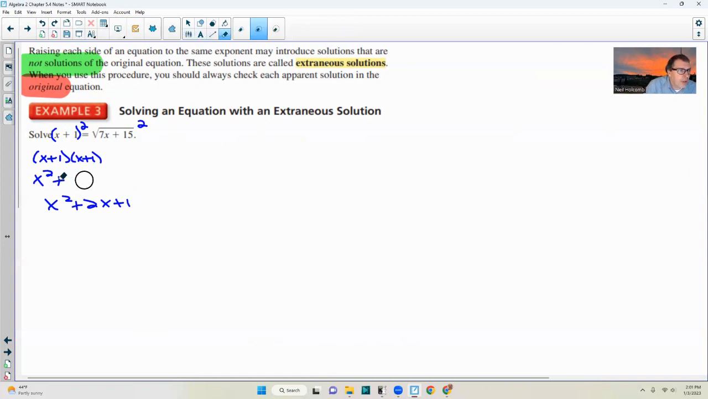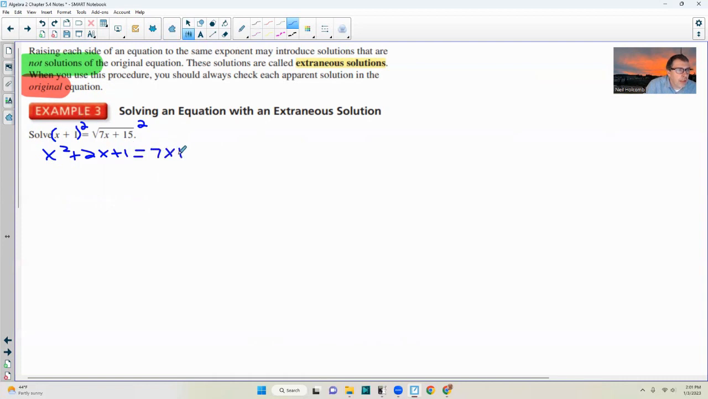Okay, so that being said, that was just a quick review. That's why I went quickly. You should all know that. And so x squared plus 2x plus 1 equals 7x plus 15. When I squared the radical, it canceled. So there we have it. Notice we have a squared value, x squared. This is a quadratic. We want to set it equal to 0 to solve it. So I'm going to subtract 7x and I'm going to subtract 15. You can do it all at once. Minus 7x minus 15 from both sides of the equation.